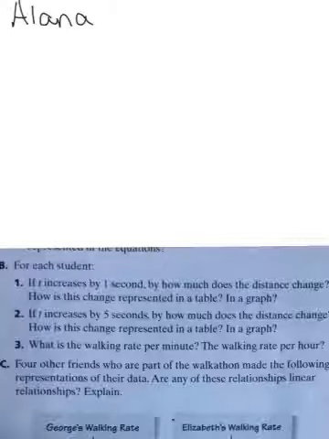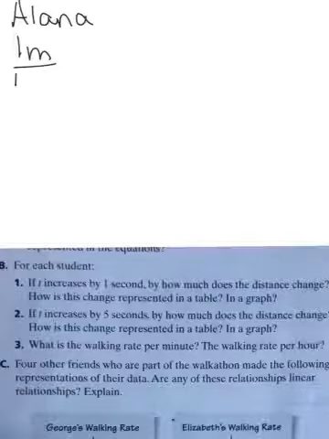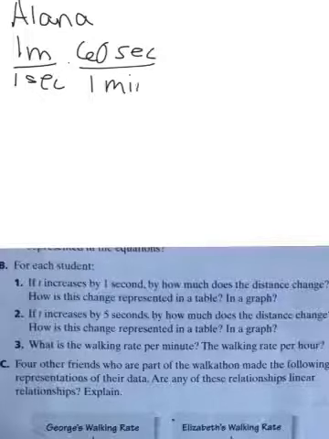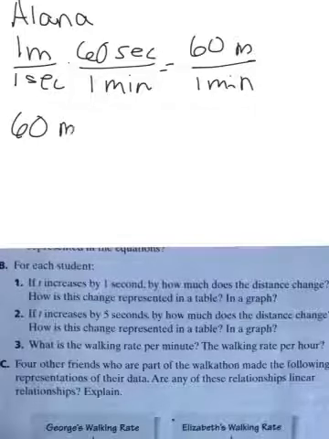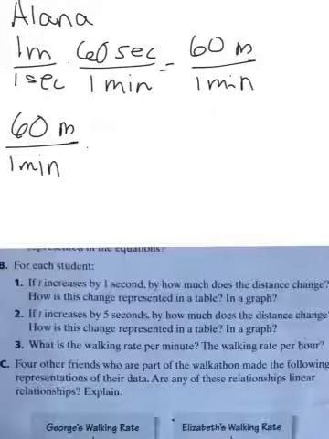Our last video left off at Part B, Question 3. What is the walking rate for each student per minute and per hour? If we look at Elena's data, she walks 1 meter per 1 second. We multiply this by 60 seconds in 1 minute, and that comes out to be 60 meters in 1 minute that Elena can walk. We can then use that data, 60 meters in 1 minute, to find out how far she can walk in 1 hour.